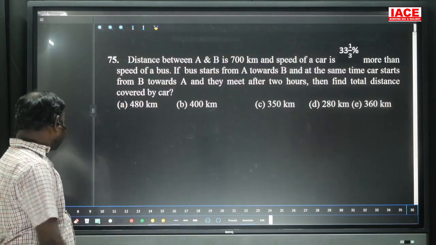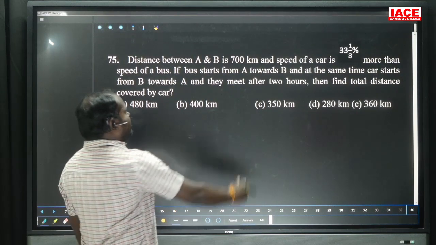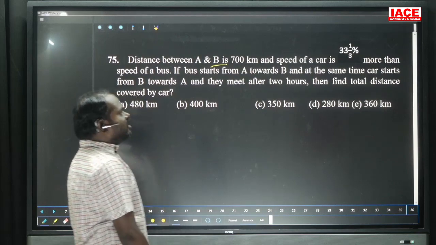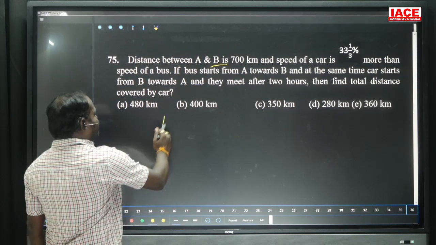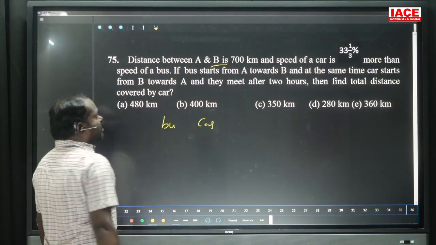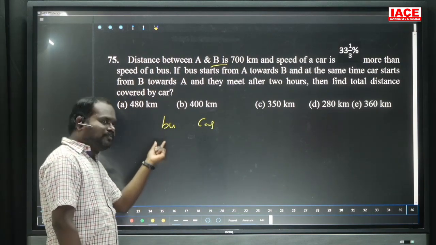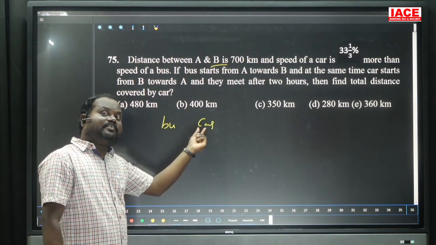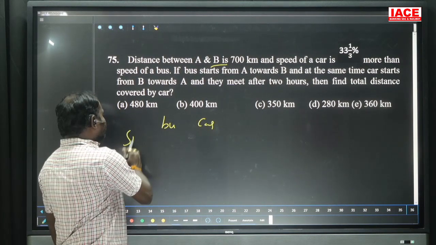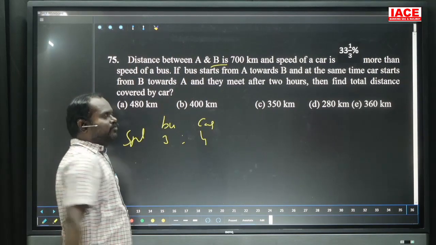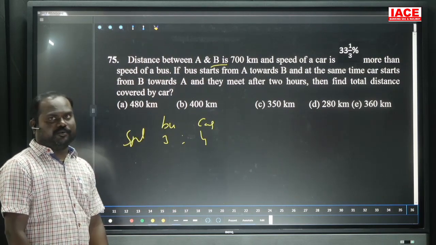75. Distance between A and B is 700 kilometers, and the speed of the car is 33 1/3% more than the speed of the bus. Here, bus and car. Car speed is 33 1/3% more than the bus. If it is 100%, that will be 133.33, which is 400 by 3. Obviously the speeds ratio will be 3:4. One third extra. If it is 3, that should be 4. So the speed ratio is 3:4.